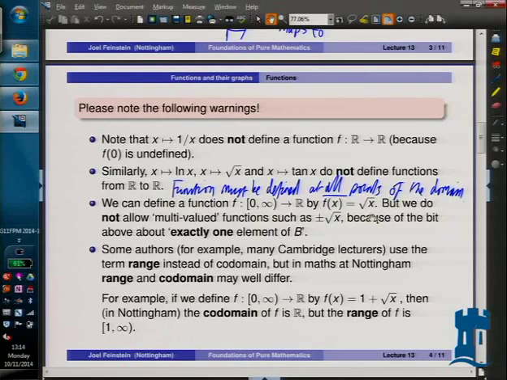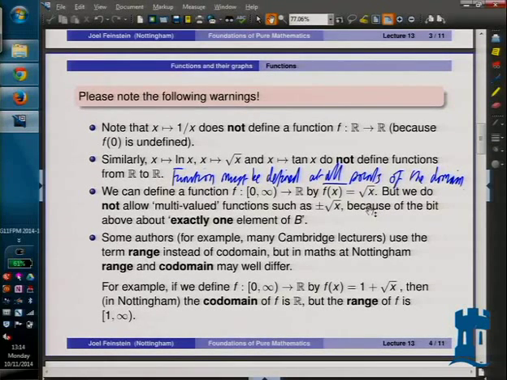OK, so if you do want to use square root of x, that's going to be the non-negative square root. So that root x here, we use that to mean non-negative square root.